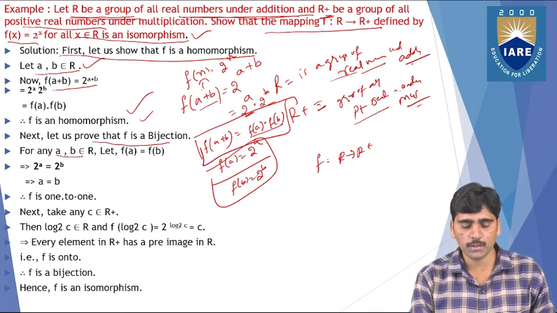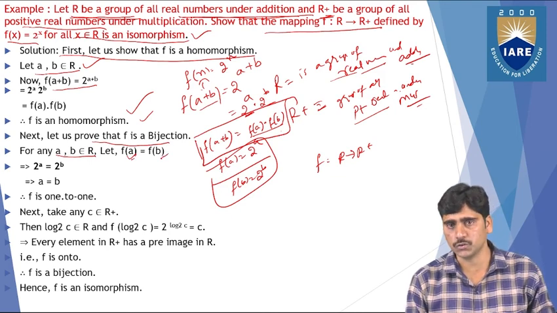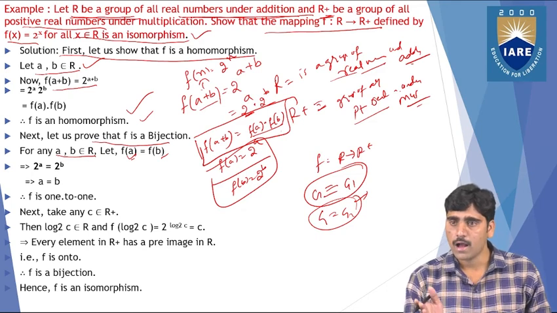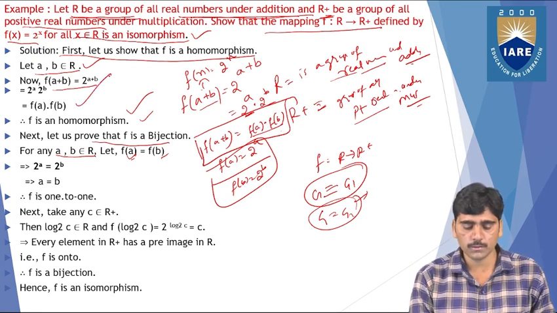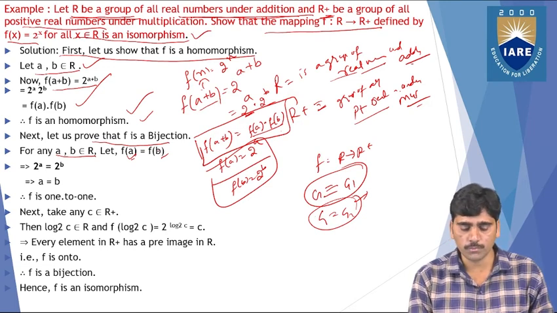So for any a, b belongs to R, bijection is nothing but the order should be the same but the elements different. So f of a equals f of b, we need to show it. If it is, then it is a bijection of a homomorphism, and you can also say that it is an isomorphism, right? Bijection is nothing but f of a equals f of b, we need to show. So 2 power a equals 2 power b.